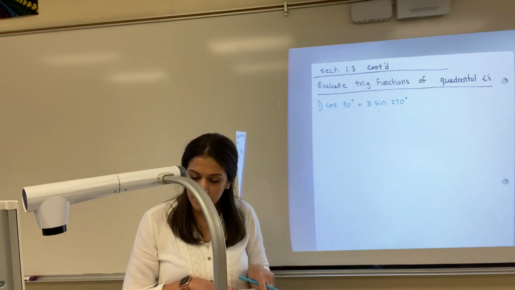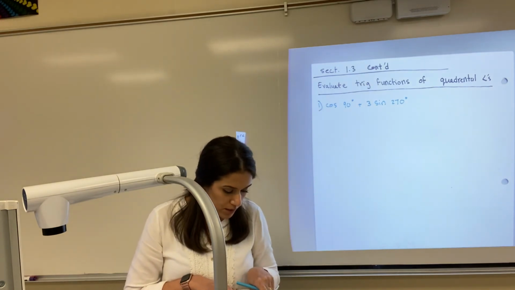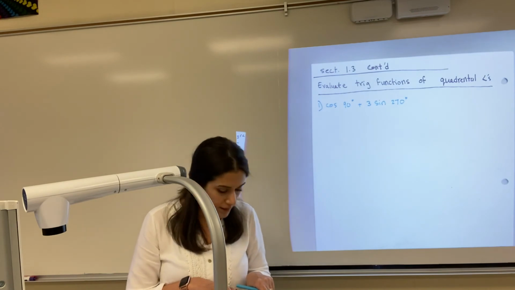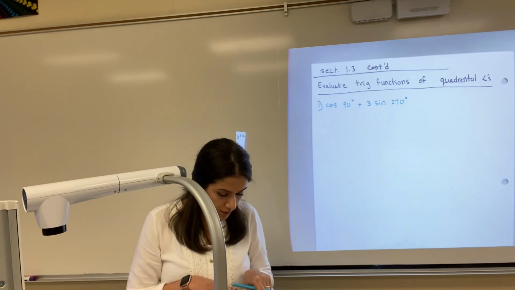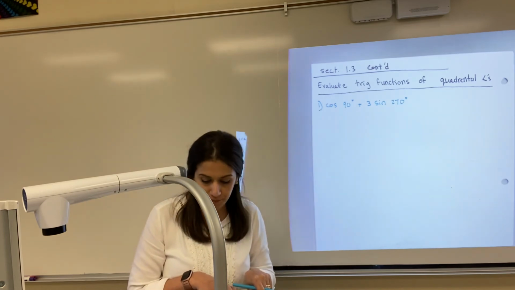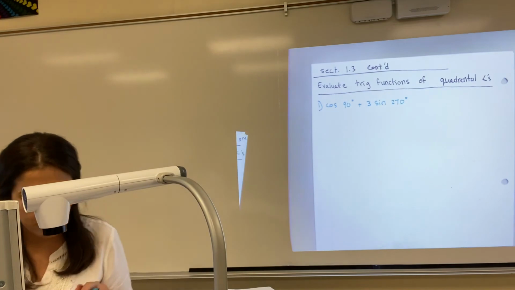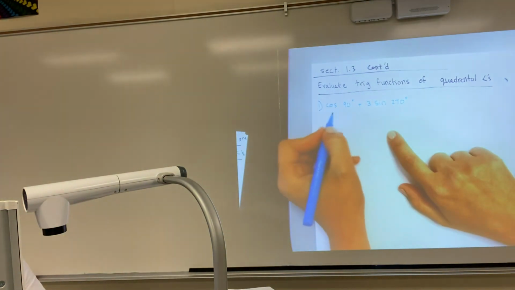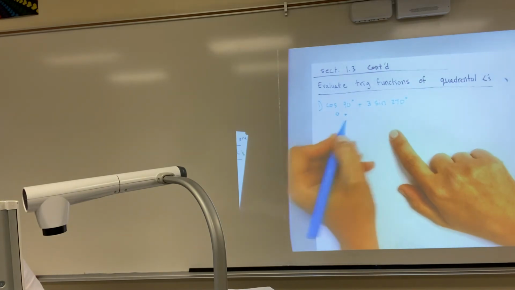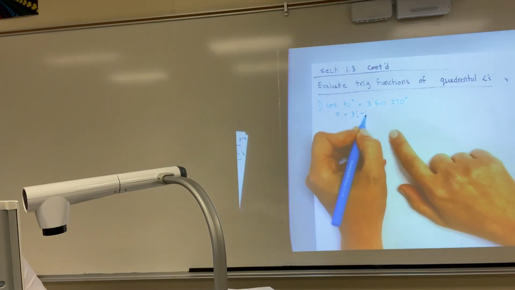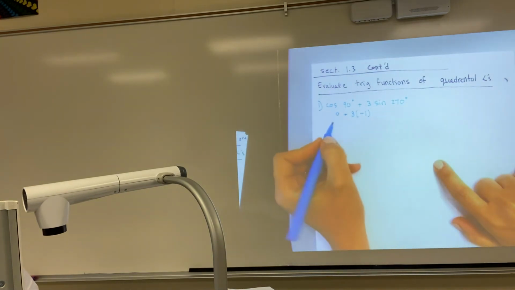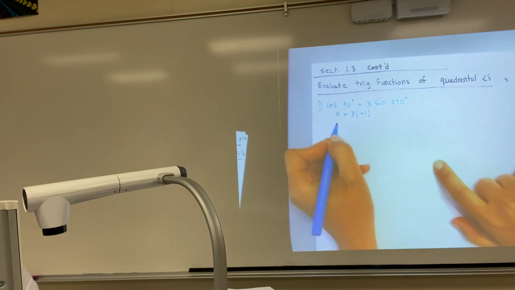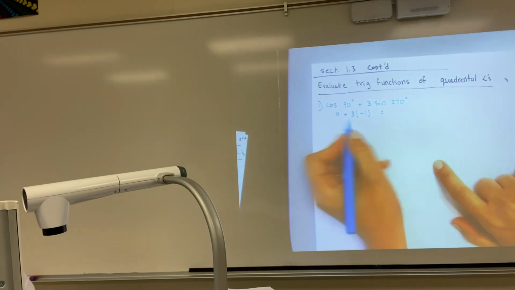If you look at the table, you're going to see that cosine 90 degrees is 0 and sine 270 is negative 1. So I'm going to plug in these values here. Cosine 90 is 0 plus 3 times the negative 1 that I got from the table, and that will give me negative 3.